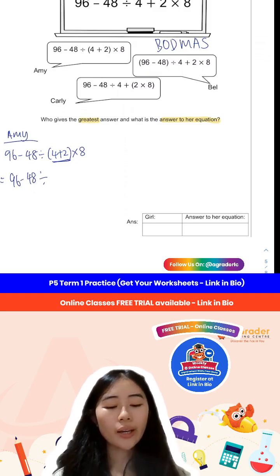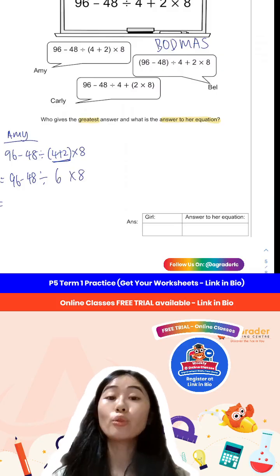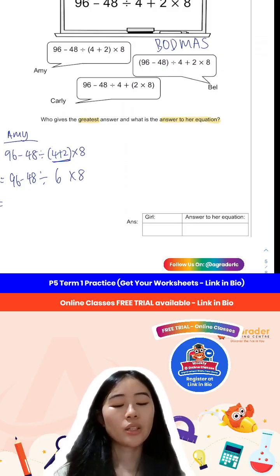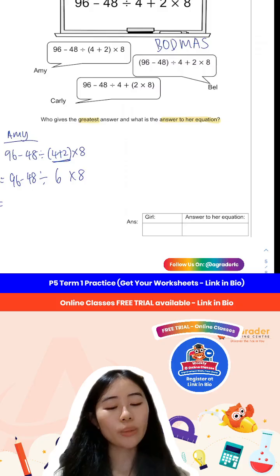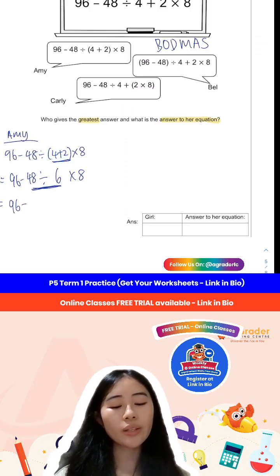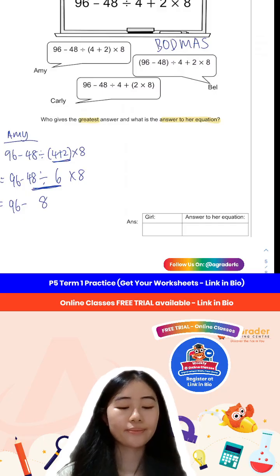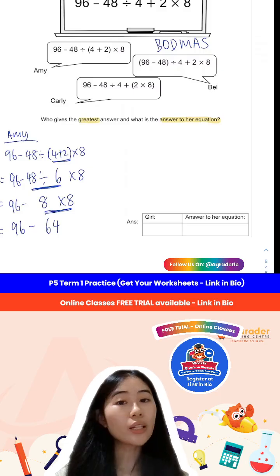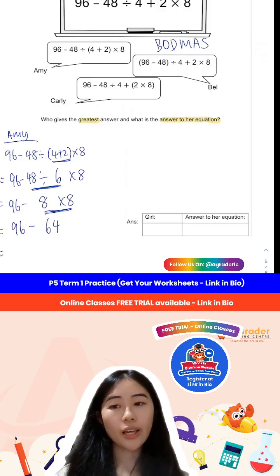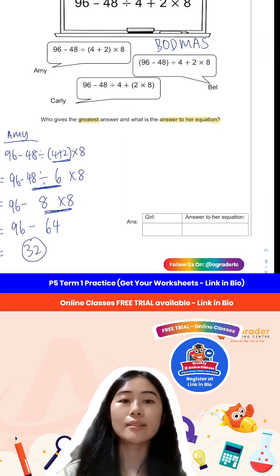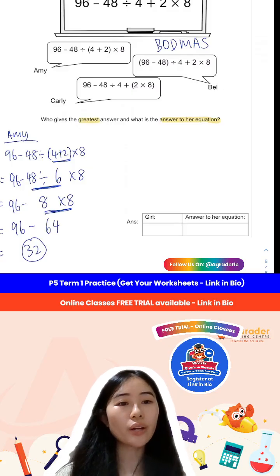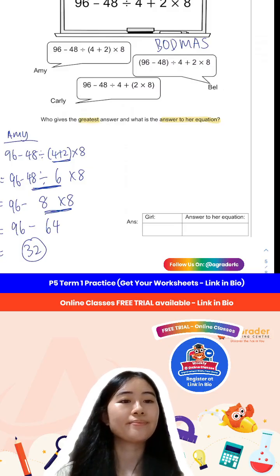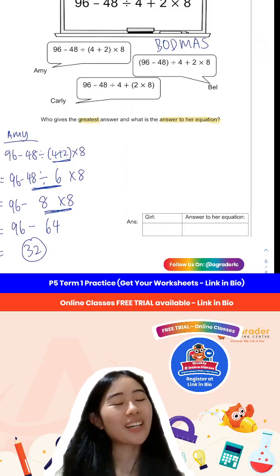Within the bracket, I have 4 plus 2, which is 6. After that, you can remove the bracket. Next, you're going to do the division or the multiplication, whichever comes first. In this case, division comes first. 48 divided by 6 is 8. Then you are going to do the multiplication. That will be 8 times 8, which is 64. Finally, you are left with the minus, and then that will give you 32 as Amy's answer. Okay, user 745, yes, you're correct. Amy is 32. Trisha, yes, you can use by my dear Aunt Sally, the acronym as well.